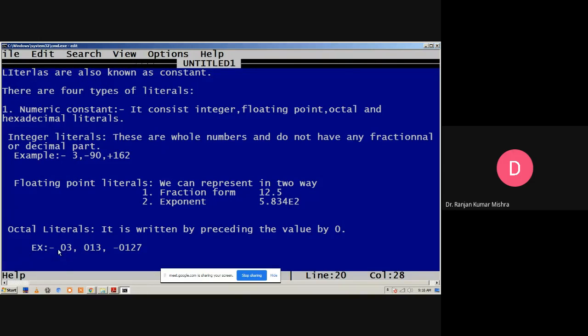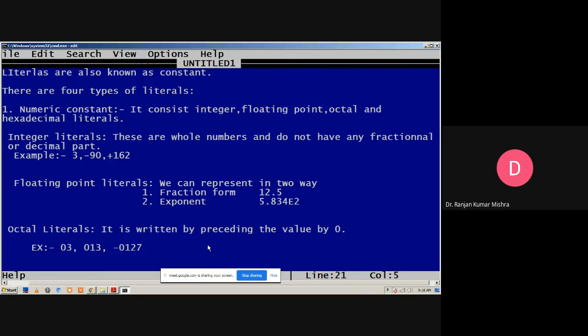What will be the value? It is written preceding the value by 0. So the value of 03 equals 3 into 8 to the power 0, which is equivalent to 3. 013 is equivalent to 3 into 8 to the power 0 plus 1 into 8 to the power 1, that is 8 plus 3, which is 11. So this is the octal literals.